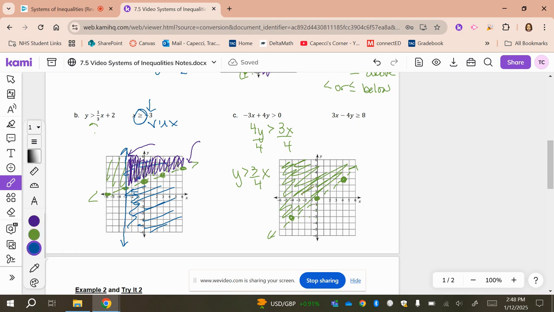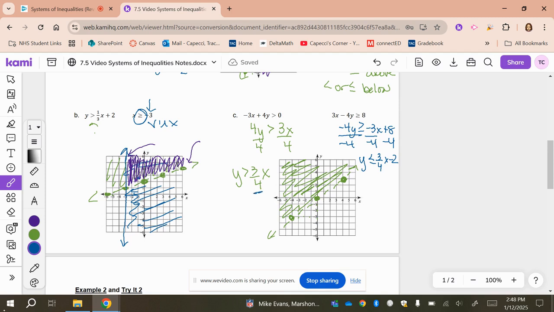Okay, let's look at the other line. Again, I'm going to do the same thing. Bring that 3x to the other side. Divide everything by negative 4. Now remember, because I divided by a negative number, I'm going to change the direction of the sign. And I have 3/4 x minus 2.